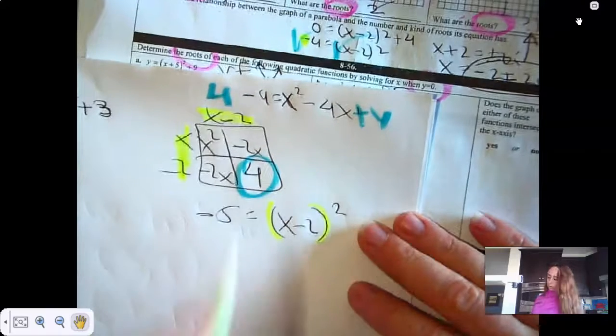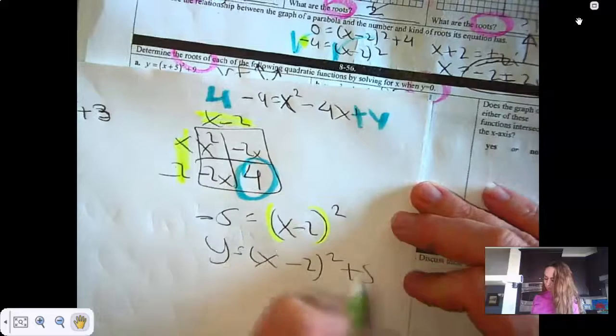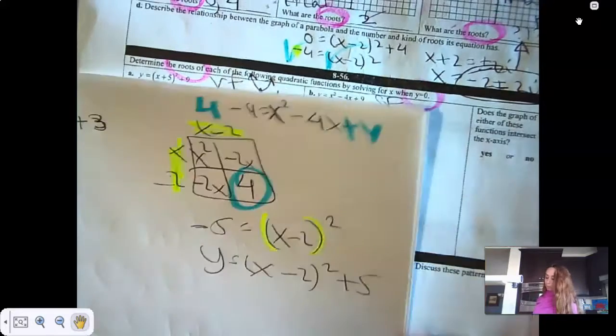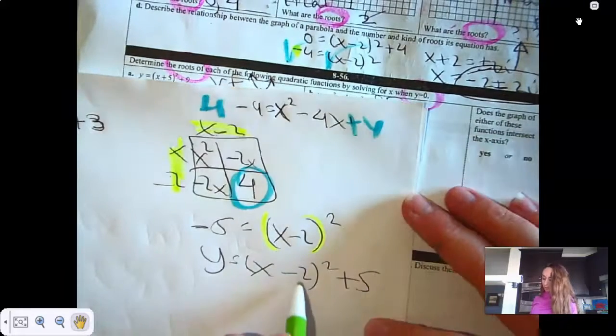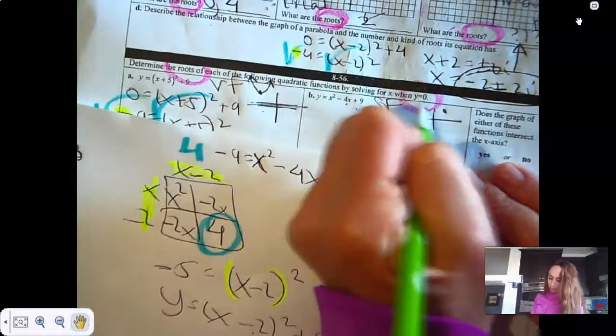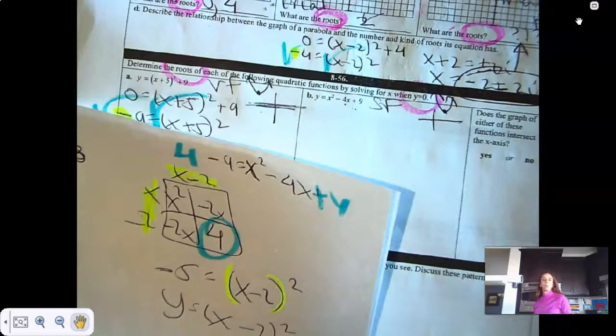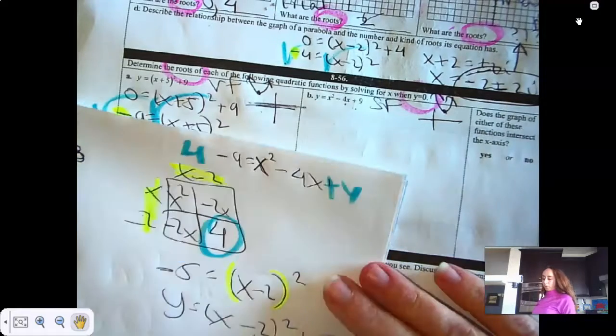And if I was to put it in vertex form, I move the 5 over. So if I was to rough sketch this, my vertex is 2, 5. And this graph is going up. So some of you go, but I don't want to do all that. Well, I'm trying to find the roots, aren't I?